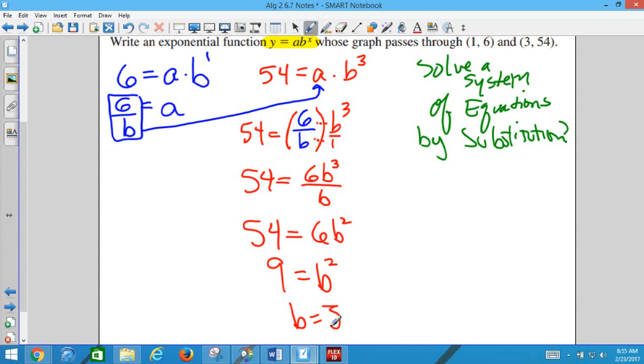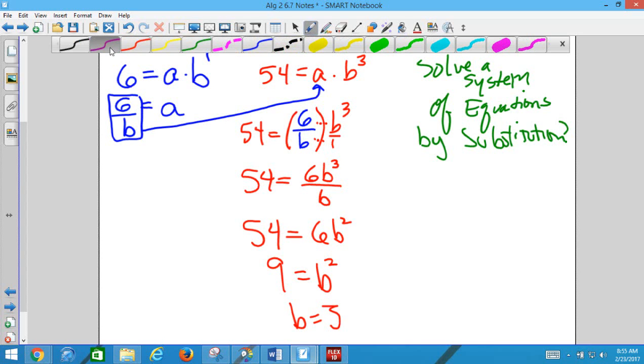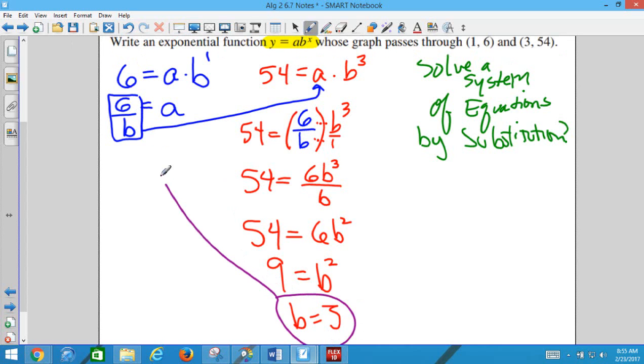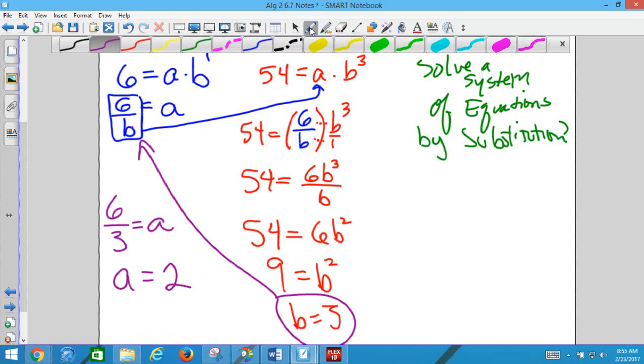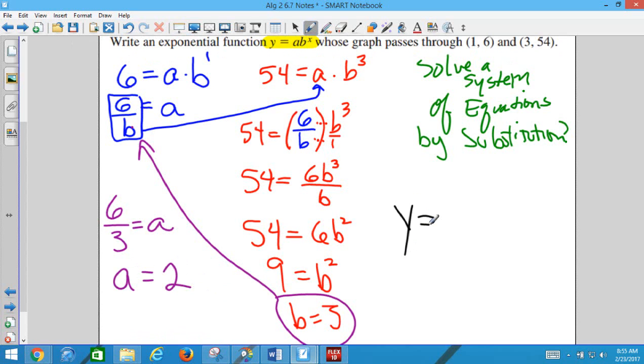All right, so now we're going to take that b equals 3 and plug it back in. In a previous equation, it doesn't matter which one you use. You've got to plug it back into one that has A's and B's in it. B equals 3, I'm going to put it right here. I'm going to have 6 over 3 equals A. So A has to equal 2. Once we know A and B, you have the equation. Y equals A multiplied by b to the x. That's the equation.